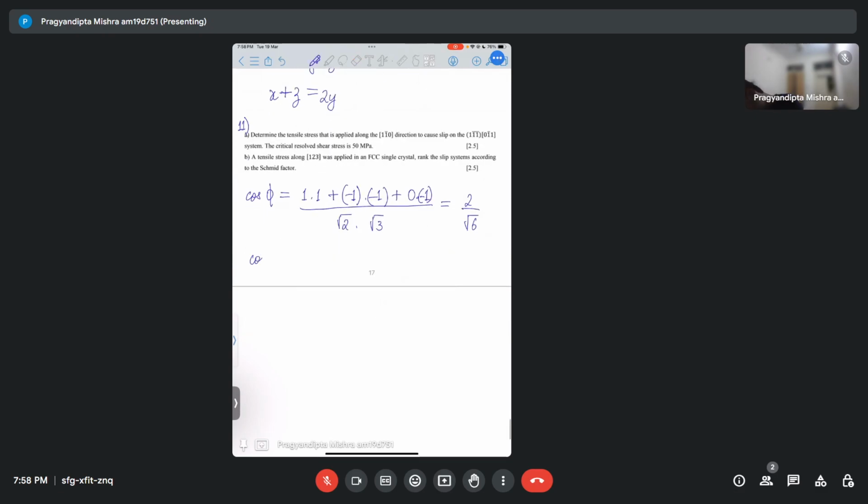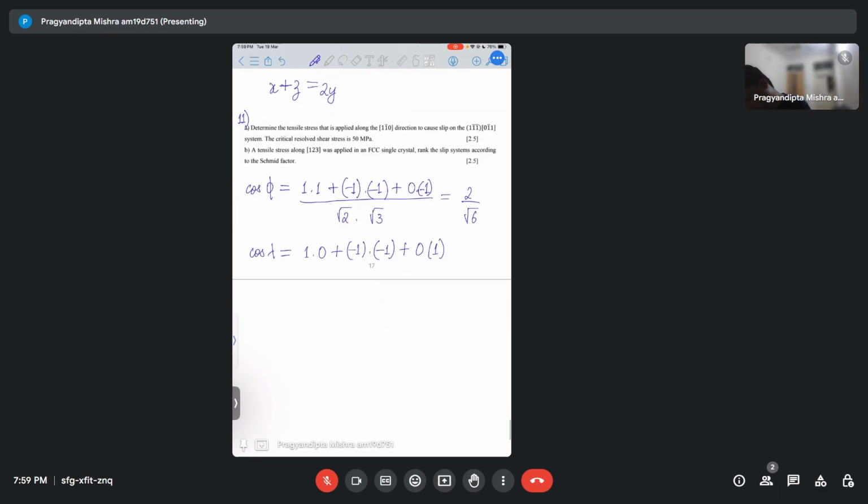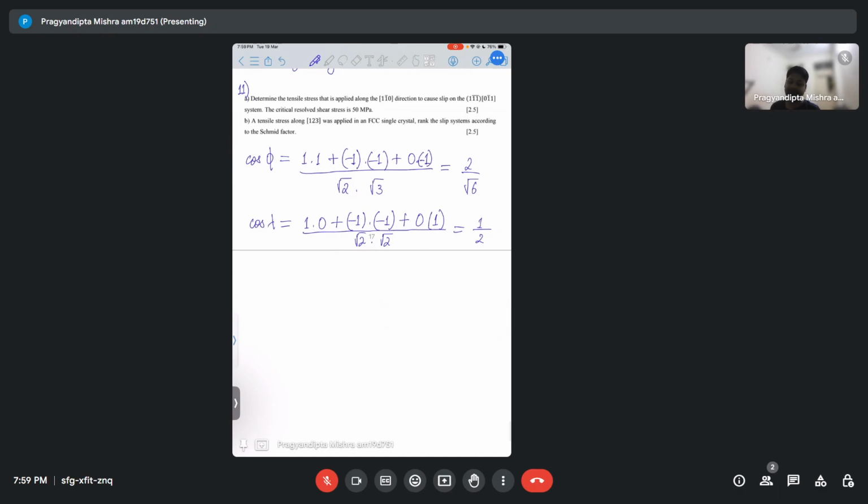Now the angle between the loading axis and the slip direction will be equal to (1,0,0)·(-1,0,1)... divided by root 2 times root 2. So it will be 1 by 2. Right? So now we have cos phi and cos lambda.